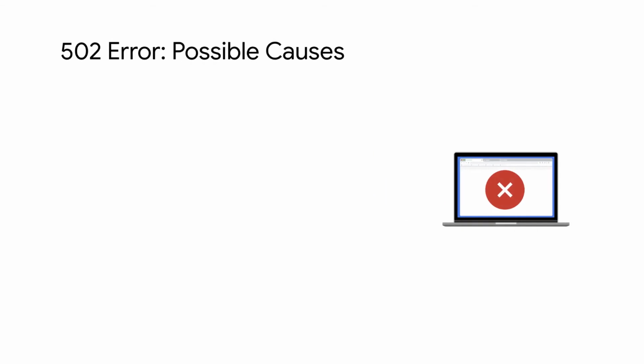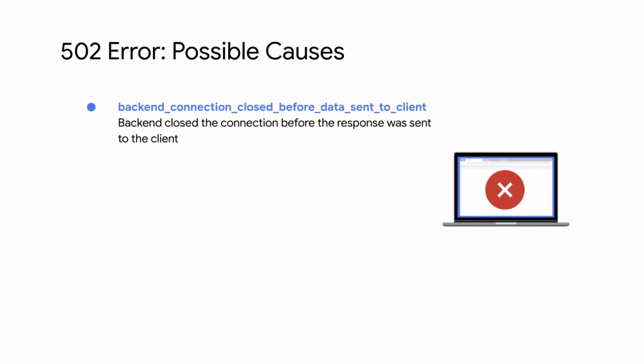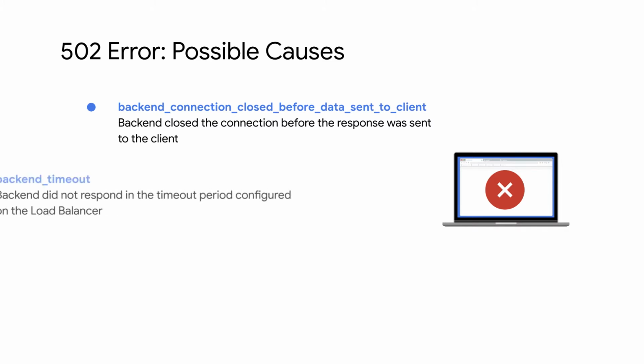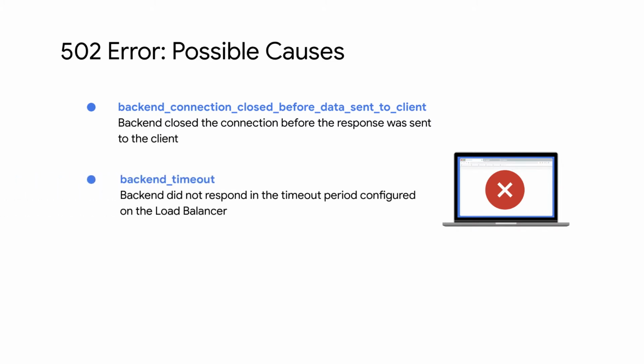Backend connection closed before data sent to client indicates that the backend unexpectedly closed its connection to the load balancer before the response was proxied to the client. This will be the focus in our video. Backend timeout indicates that the backend did not respond within the service timeout period configured for the load balancer. Response sent by backend means that the 502 error response was sent by the backend itself.